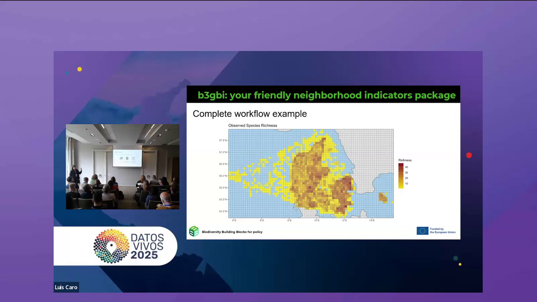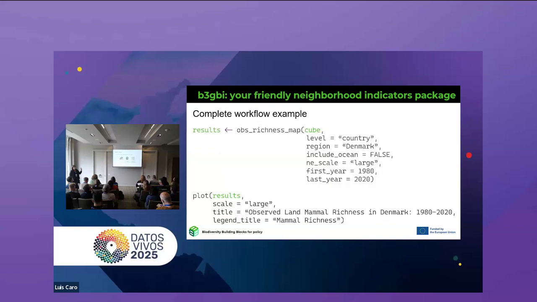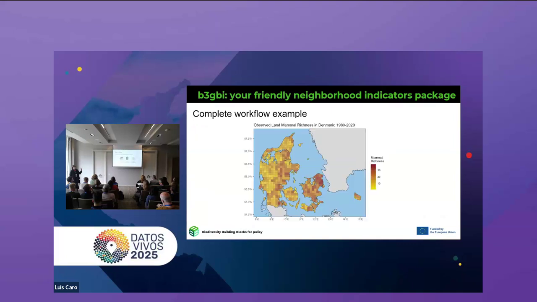So if we want to refine this and make it a little nicer, we've already imported it. So we just add a few options to our indicator. It's a cube of Denmark. So we say, OK, we just focus on Denmark. We're not interested in the ocean occurrences. We want to use the finest map data. And we only want 1980 to 2020. And then we give it a custom title, a legend title. And we have a much nicer, ready to publish map.